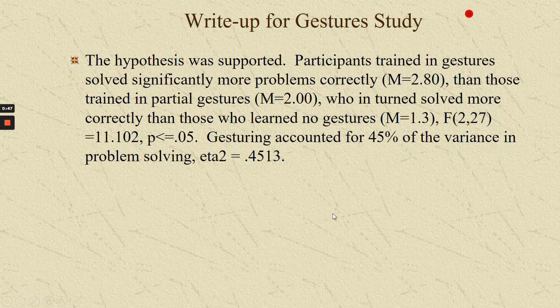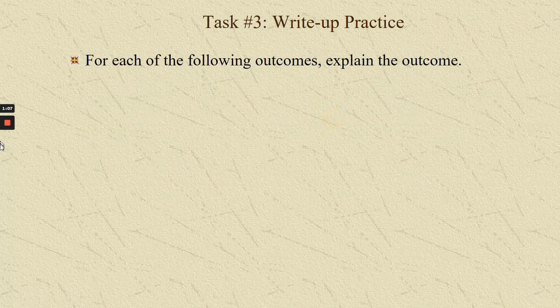Okay, so the write-up: the hypothesis was supported. Participants trained in gestures solved significantly more problems correctly than those trained in partial gestures. And then watch this wonderful pivot, who in turn solved more correctly than those who learned no gestures.